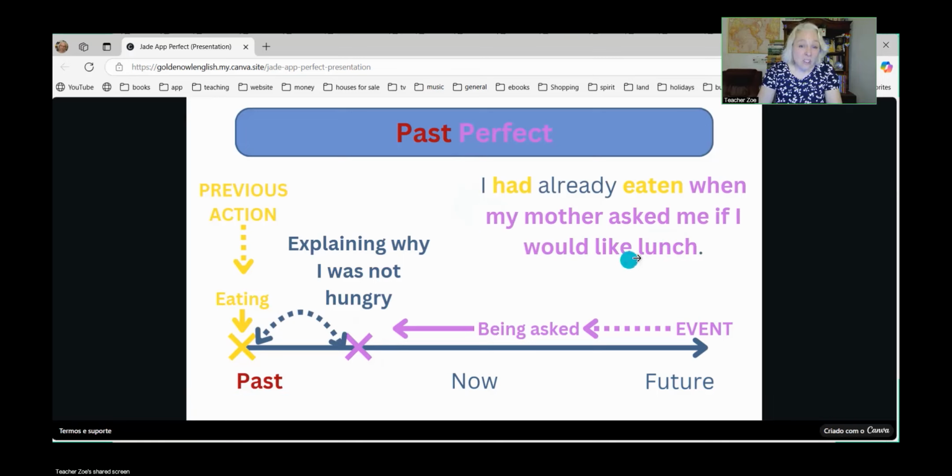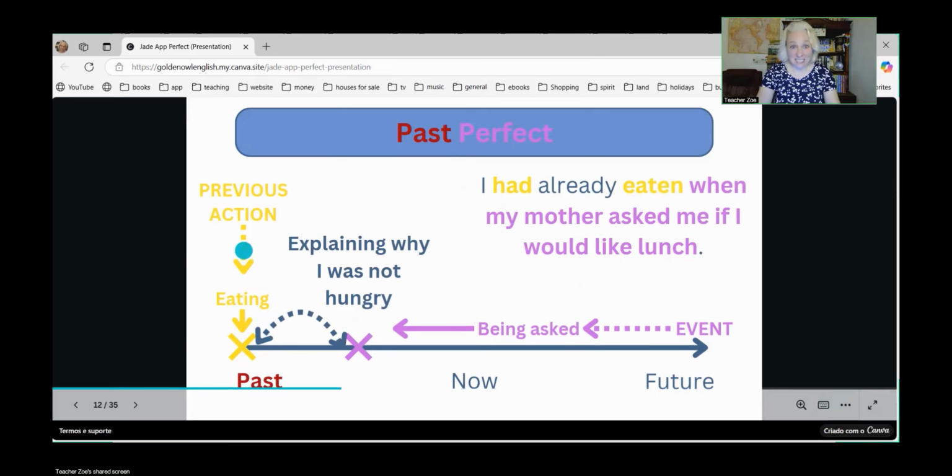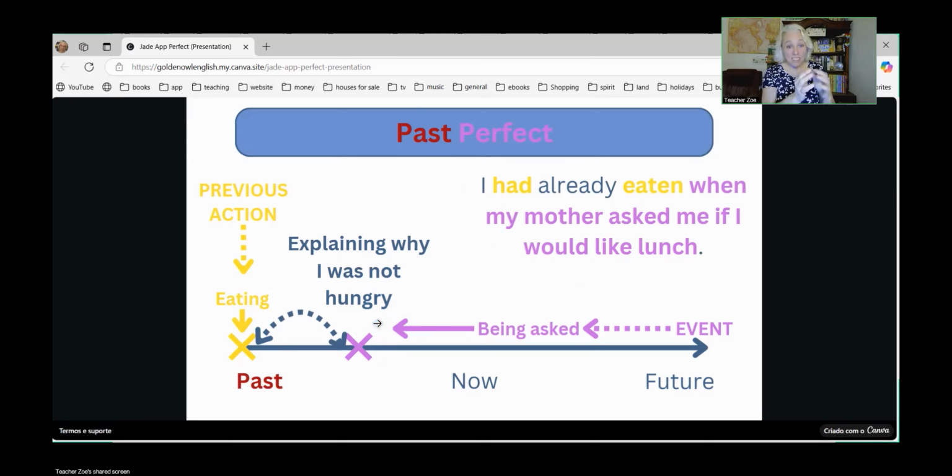So what could be an example of this? We've got a very similar situation. We could have a sentence like, I had already eaten when my mother asked me if I would like lunch. So I had already eaten. Here's this action in the past when my mother asked me if I wanted some lunch. Here we've got the event that's also in the past, but after the previous action. So we're still explaining why I was not hungry, but both of the events have been moved back in time. Again, we have this relationship, and that's what the past perfect, or what the perfect tenses are all about, showing relationships.